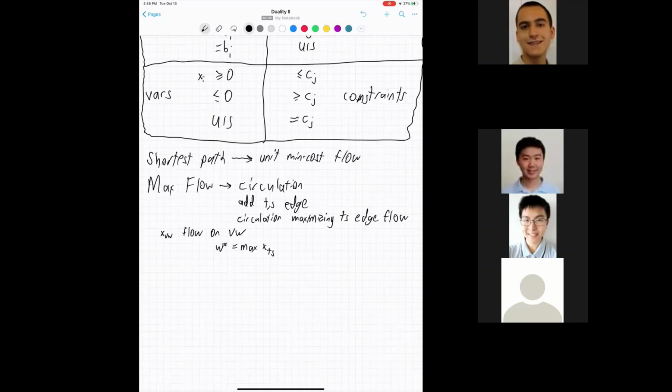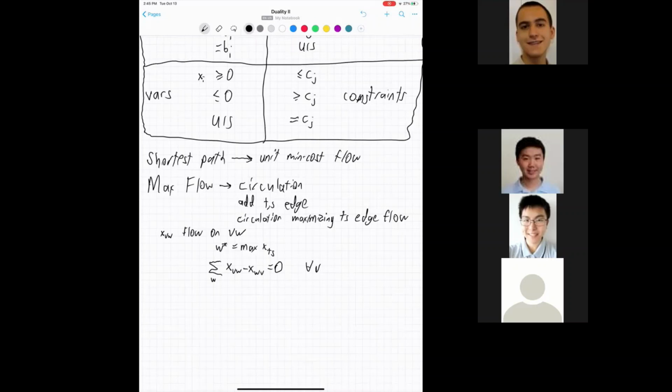So what I will write that as is the sum over all W's, there's a ghost in this app that keeps turning on my eraser, XVW minus XWV is equal to 0. And this is true for all V. And this is why I introduced that edge from T to S, is that now I don't need to do special cases for vertex S and vertex T, right? I have balance everywhere because the flow from S to T goes back on the TS edge in a circulation.